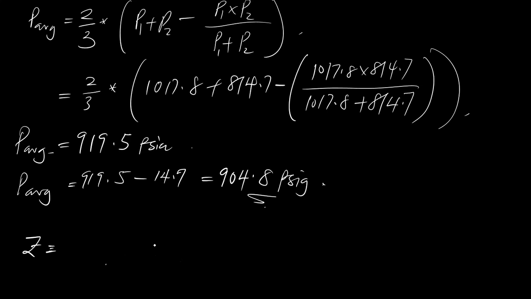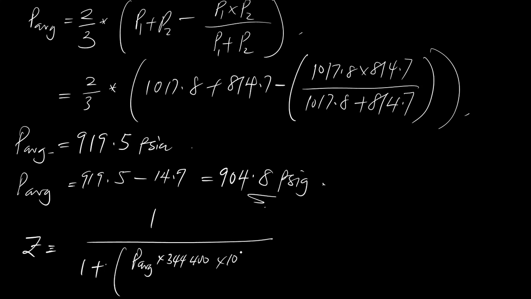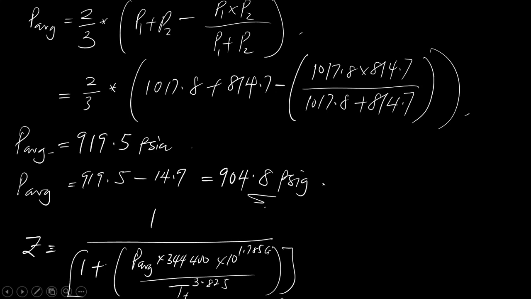Now we're going to use this value to calculate our Z. So we have 1 over 1 plus bracket open average pressure times 344,400 times 10^(1.785 G) divided by gas temperature raised to power 3.825. So that is it. So now let's calculate. So now we have 1 over 1 plus.